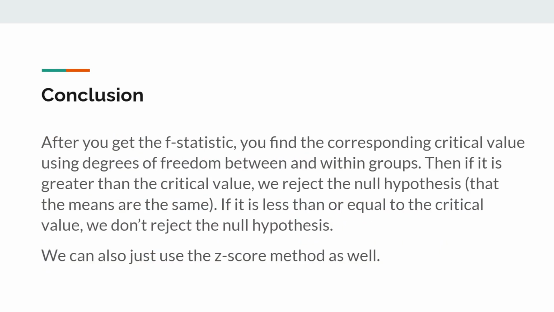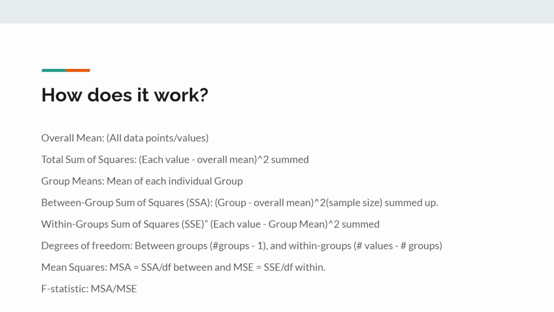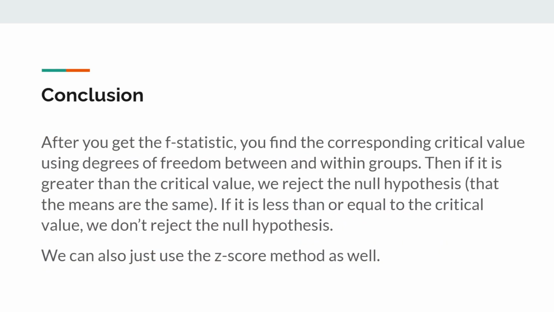Once you get the F statistic, you find the corresponding critical value using the degrees of freedom between and within groups. If it is greater than the critical value, it's unlikely. It's too many standard deviations away. I'm sorry, not that. I guess it's too many MSEs away, which I guess is mean squares. Not sure. It's mean within group sum of squares away.